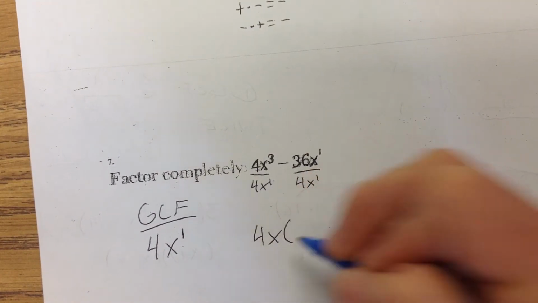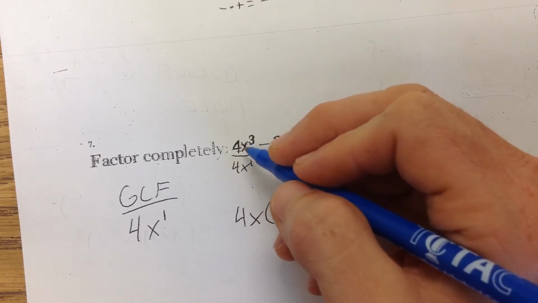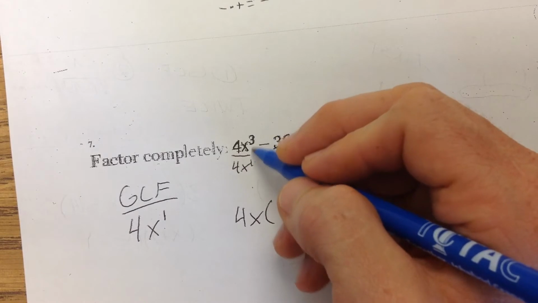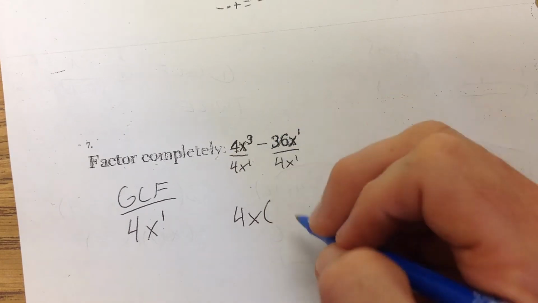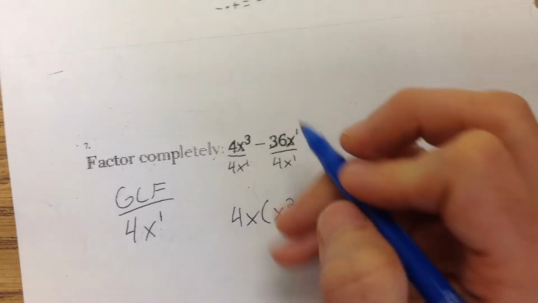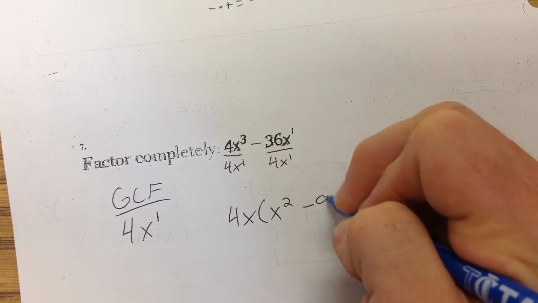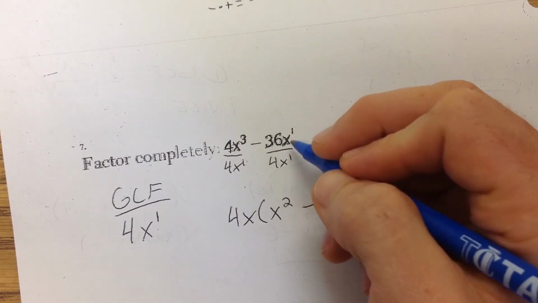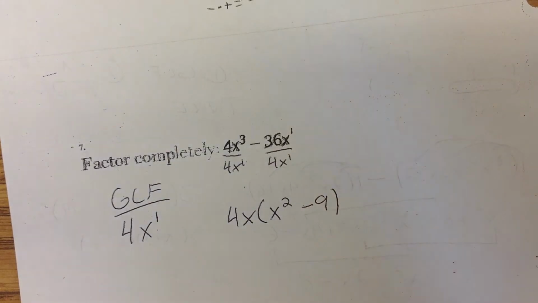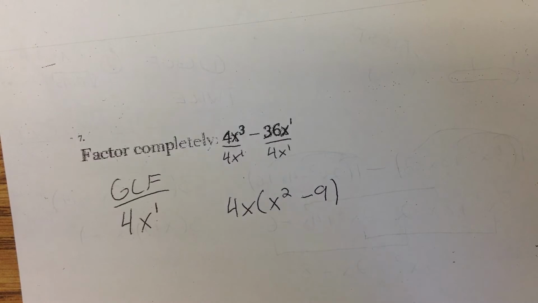The 4x comes out front. 4 divided by 4 is 1. X cubed divided by x to the first, we subtract the exponents, so 3 minus 1 is 2, so this is x squared. I could write the 1 in front, but I don't need to. And then 36 divided by 4 is going to be a minus 9. X to the first divided by x to the first, 1 minus 1 is 0, so those cancel out, and we're just left with 4x times x squared minus 9.